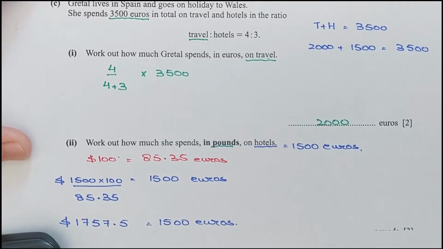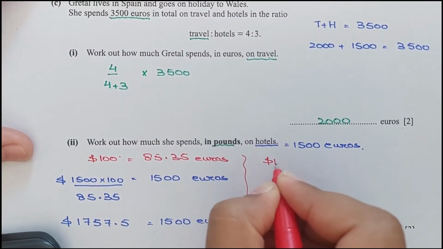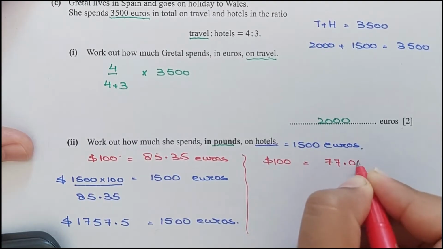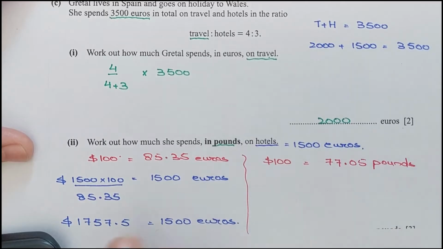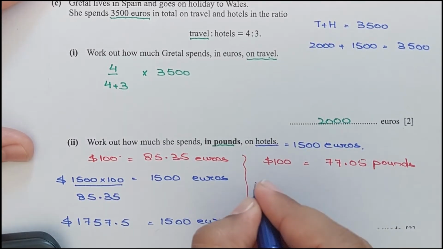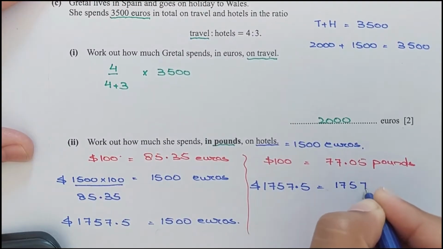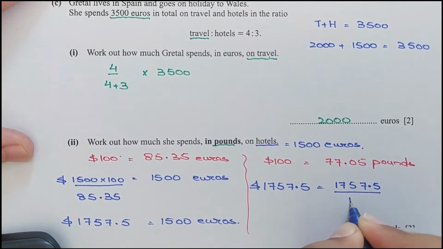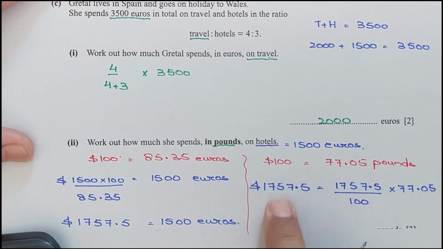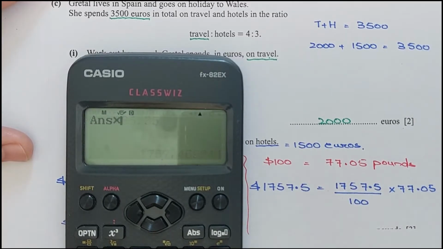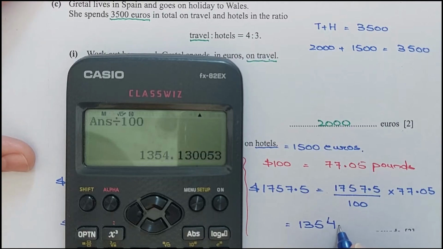Now use the second conversion, in terms of pounds. We know that $100 equals 77.05 pounds. So $1,757.5 would equal 1,757.5 divided by 100 and times 77.05 pounds. For $1 we divide by 100, and multiplying both sides by 1,757.5, times 77.05 and then dividing by 100, this is 1,354 pounds, correct to the nearest pound.